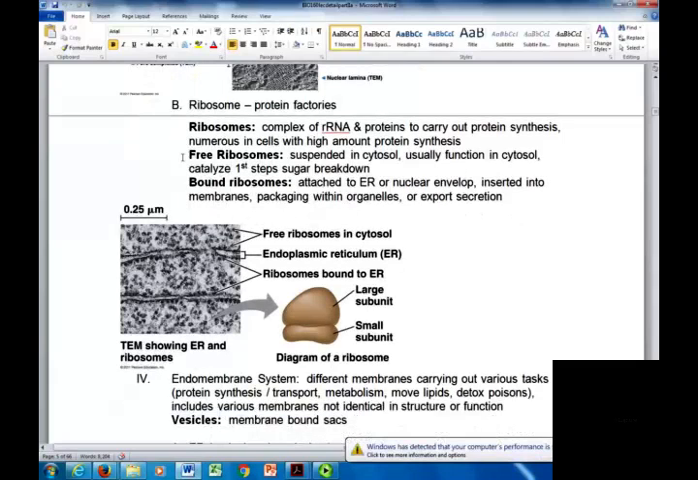Some of them are going to be free-floating, others are bound. The free ribosomes are going to be suspended in the cytosol. They're usually involved with functions in the cytosol. A lot of times they catalyze the first steps of sugar breakdown. Your bound ribosomes are going to be attached to the endoplasmic reticulum, or ER, or nuclear envelope. The proteins are inserted into the membranes. There can be packaging within the organelles, and then they will help to export secretions.